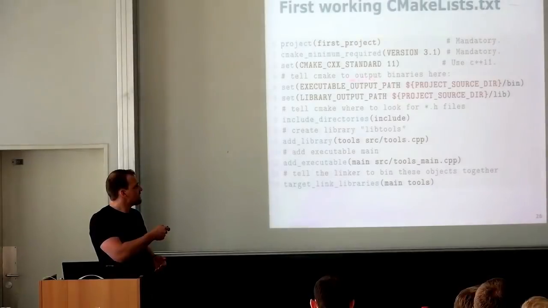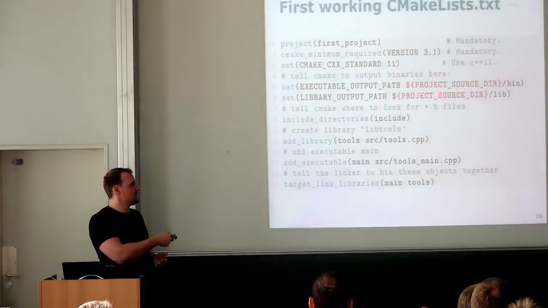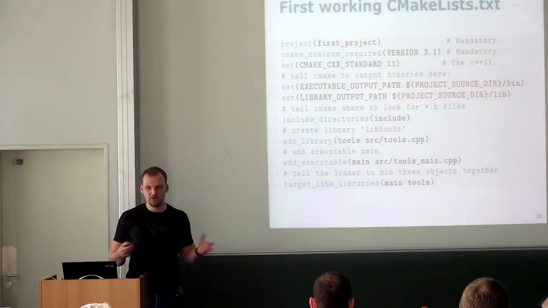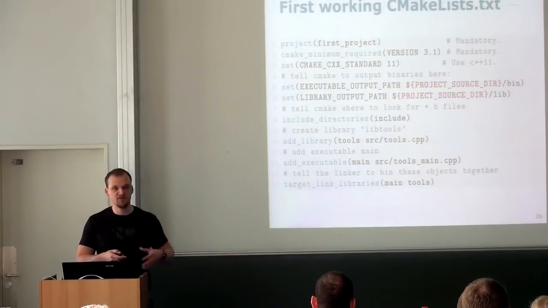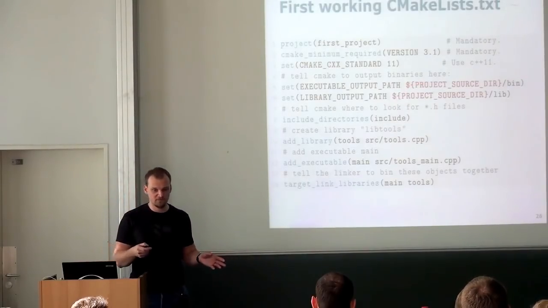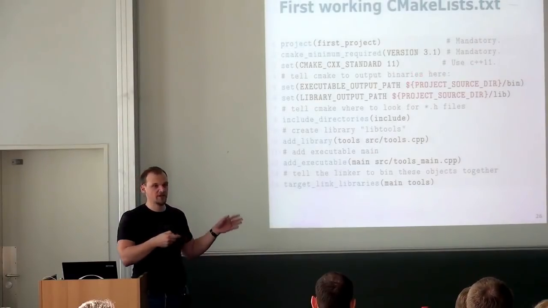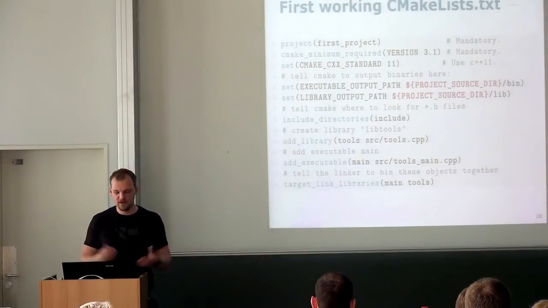You can set some executable output paths, which is the project source directory bin. There is a bunch of variables already defined in CMake, like project source directory or project binary directory. And these you can just use like this, just like you did in Bash before. So you have a $ sign, the curly brackets, and you put in the variable name, and it's going to have some value.